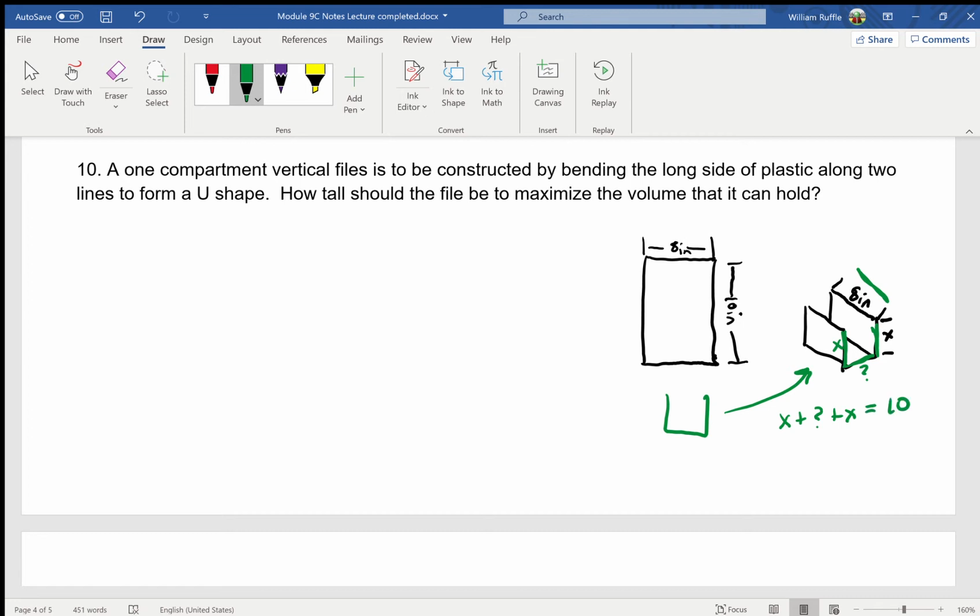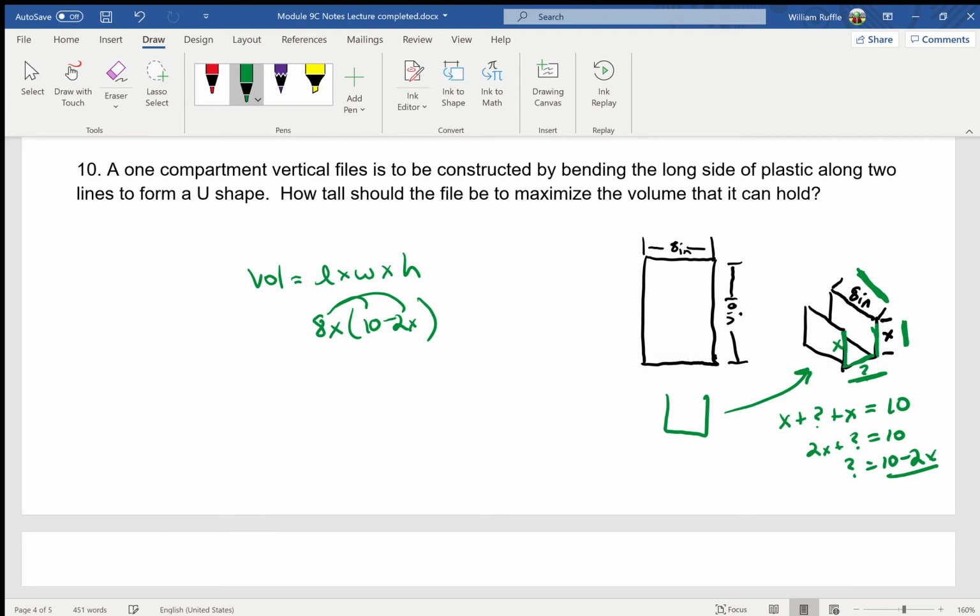Now if I combine my x's, I have question mark equals 10 minus 2x. So we're trying to maximize the volume. Remember, volume is basically length times width times height. So I have 3 dimensions that I have to maximize here. Well, we have 8, we have x, and we have 10 minus 2x. Those are my 3 dimensions. Here's the first dimension, 8, second dimension, x, and then 10 minus 2x is at the bottom here.